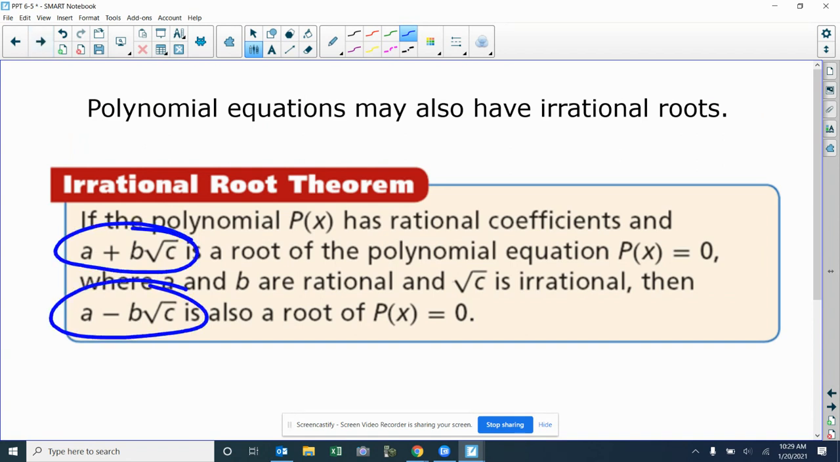If we have an irrational root, we always have a plus or minus. Remember, this would be like A plus or minus the square root of B. It'd be like 5 plus or minus the square root of 3. Remember, there's always a pair of irrationals.